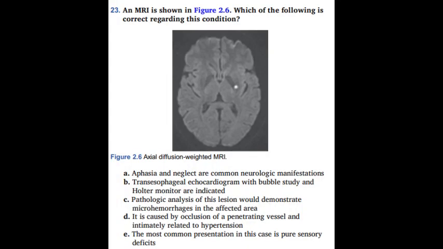So, back to our question. We've succeeded in eliminating options A, B, C, and E. And we've said tentatively that hypertension is intimately related to strokes of the lenticulostriate arteries.